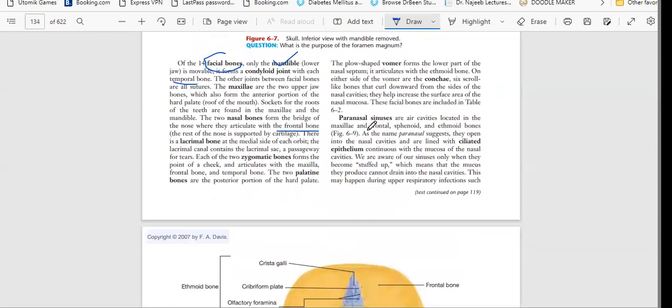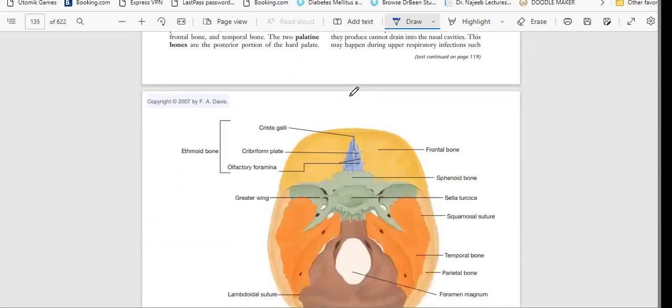Next, we have the two palatine bones, which form the posterior portion of the hard palate. You can see here.